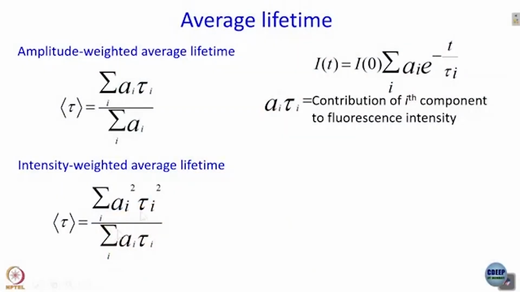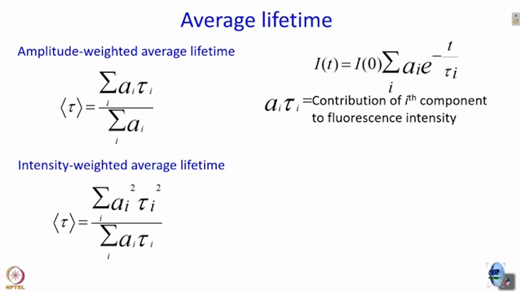So, as far as possible, it is better to avoid using average lifetimes, and also this is not really average lifetime. What is really average lifetime is this: intensity weighted average lifetime, sum over i of a_i squared tau_i squared divided by sum over i of a_i tau_i. So, you see here the denominator is actually the total intensity. So, this average lifetime may have some meaning.